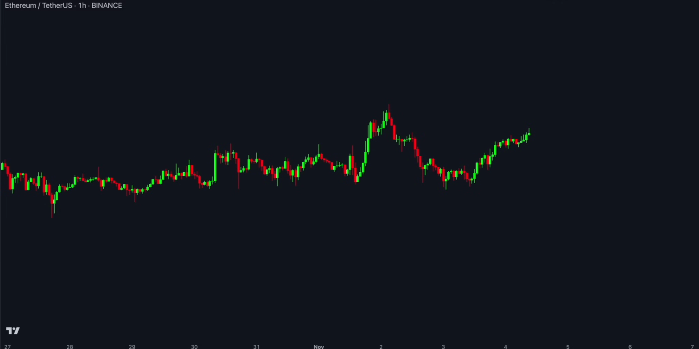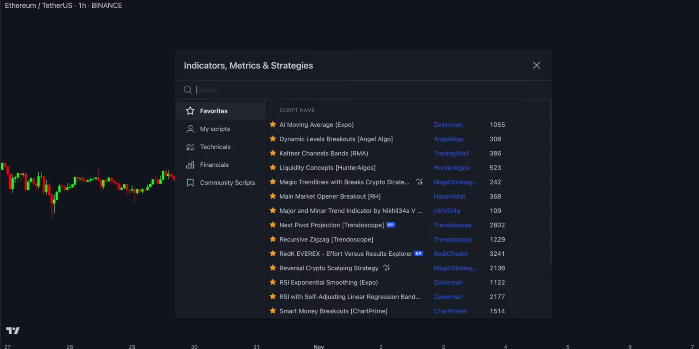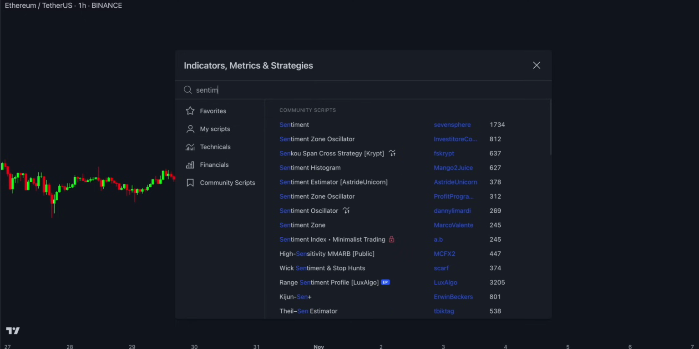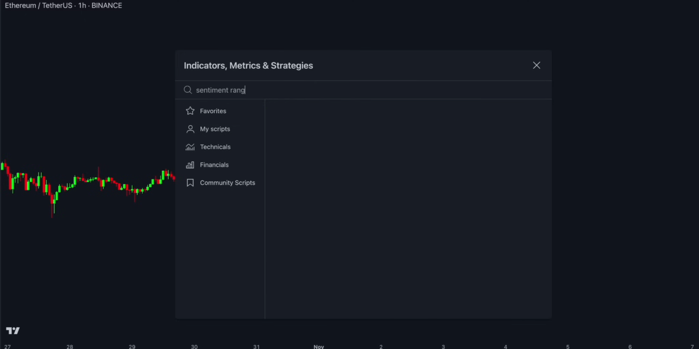To install this indicator on your chart, log into your TradingView account and open any market. Currently, I am viewing the Ethereum price chart on the 1-hour time frame. Open the indicators and search for the Sentiment Range MA created by Chart Prime. This indicator is 100% free. Let's thank the creator of this amazing script.